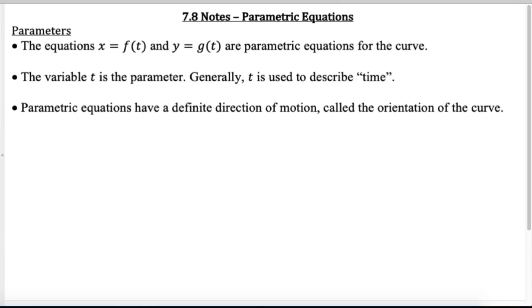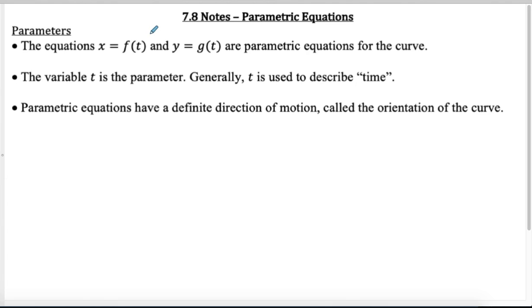All right, in this final section, we are going to take a look at parametric equations. So parametric equations are just two different equations to describe an x-coordinate and a y-coordinate. Instead of one equation that relates both x and y, we're going to have two separate equations, and they're both going to be in terms of t.